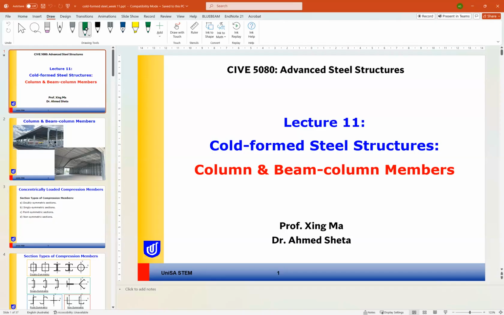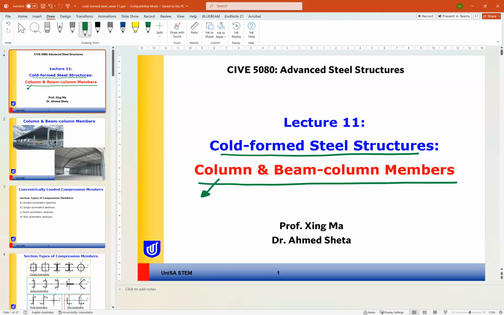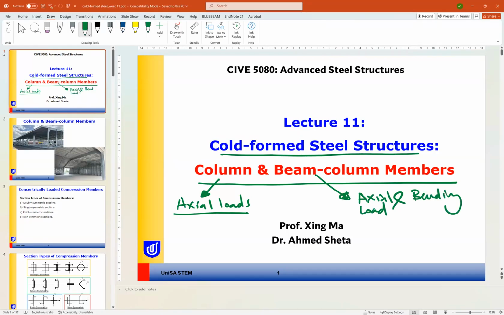We're still continuing in designing of the cold formed steel members, and today's topic will be about columns. Columns means member under axial load only. Beam column members means member under axial loads and bending moments. So this lecture will help you to design the column of the shed in project 2.